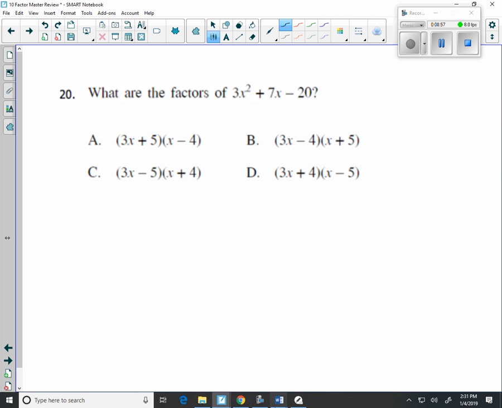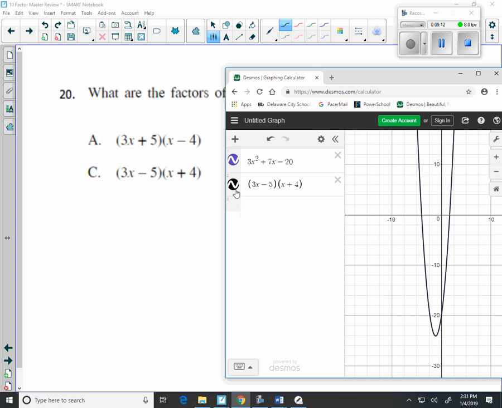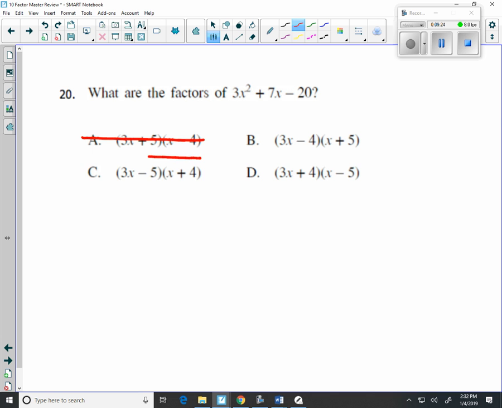Okay. Let's try C, since I can see C right there. 3x minus 5 and x plus 4. And those are right on top of each other. So 3x plus 5 and x minus 4, A did not work. Hopefully you crossed that out. Didn't get a chance to do that yet. C looks like it does.